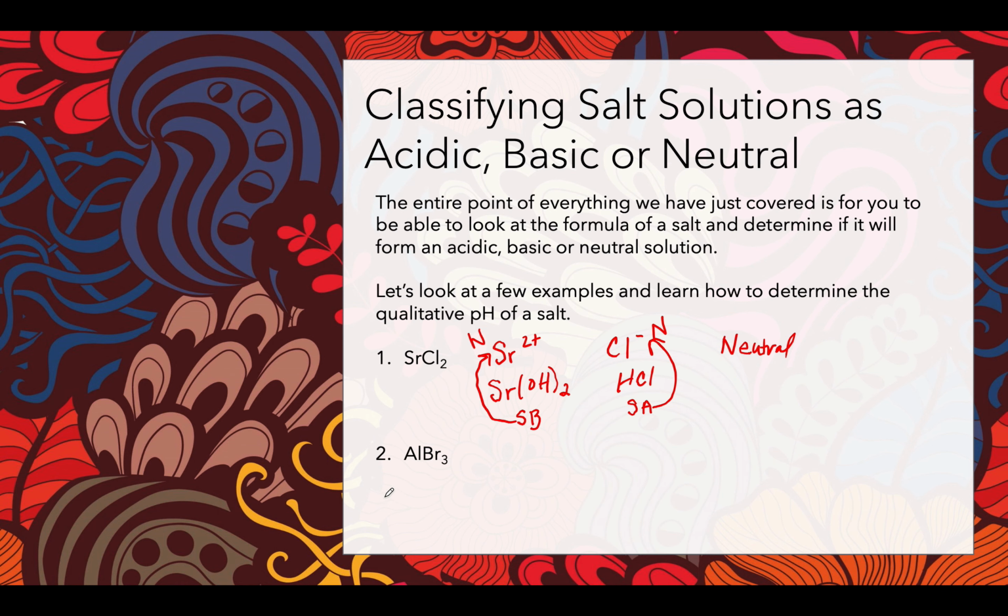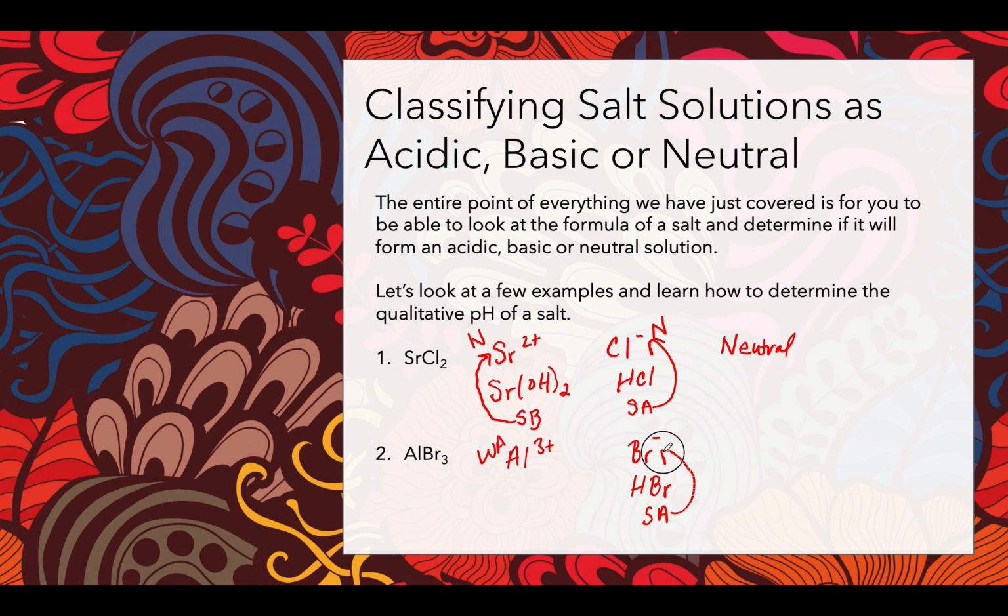All right, let's look at another one. Here we have aluminum bromide. Once again, let's break it apart into its ions: aluminum and then the bromide. And look, here we have once again that small, highly charged metal, so we already know that this is going to form a weak acid. And then the bromide is going to be able to form hydrobromic acid, which is a strong acid.